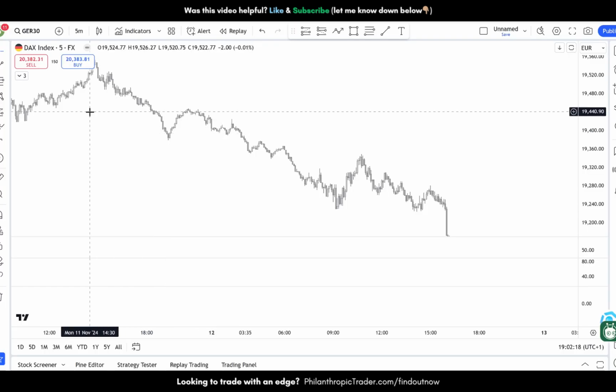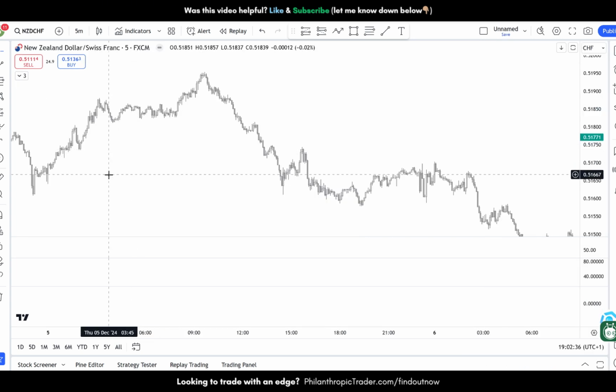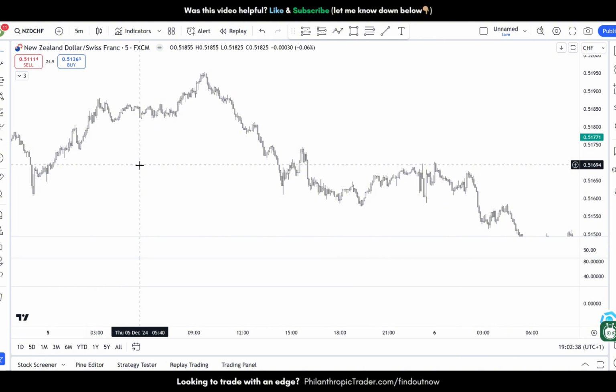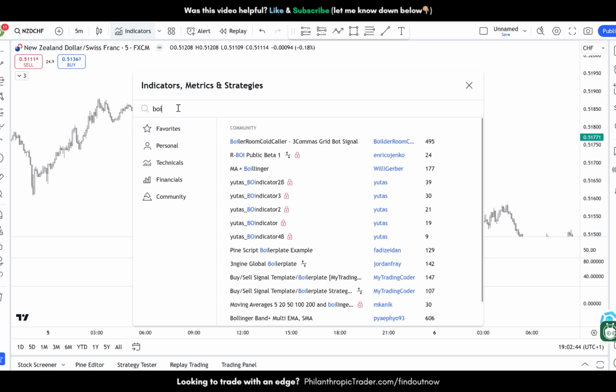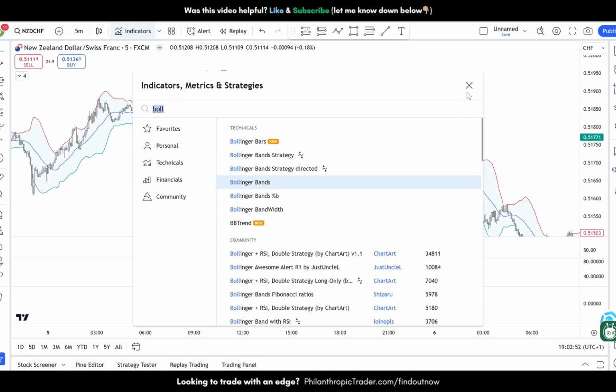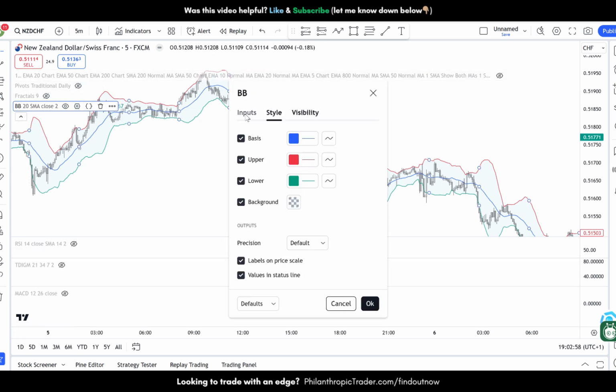Okay, so now I'm looking at the DAX index. I could use any random Forex chart. Let me pick, for example, New Zealand CHF. Alright, so this is the New Zealand CHF. The first indicator that I am going to cover is the Bollinger Bands. Quite popular. And let me go to the settings of the indicator.